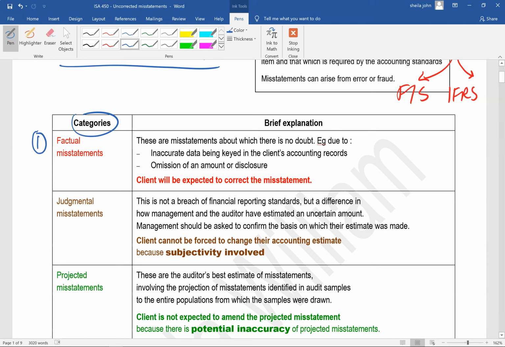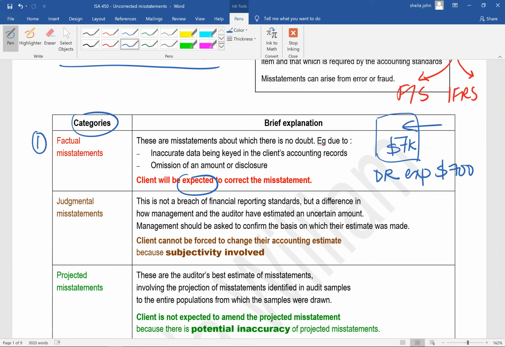Factual misstatement is very clear-cut. Like, for example, if you have got a supplier's invoice here for $7,000 for something, but when you put down the double entry, you debit that expense, let's say it's an expense, for $700. Then your accounting entry is understated by $6,300, isn't it? Because the supplier invoice was actually for $7,000. So here, client will be expected to correct the misstatement for the simple reason that the misstatement is factual. There is an invoice to prove the amount is $7,000 and you only took up $700.